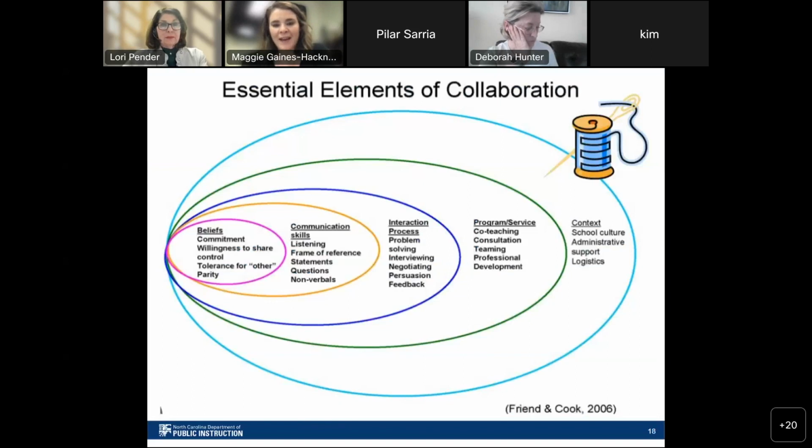Here we have an image from Friend and Cook, and I love it. It shows how everything is intertwined. It's the essential elements of collaboration, the things that have to happen according to Friend and Cook. Looking at this, think about things that are within your control. As you determine things that are within your circle of control, drop some of those answers in the chat: things that we could do that are within our control as teachers.